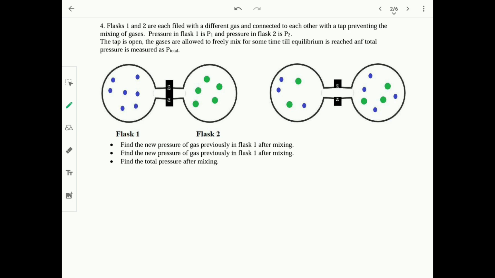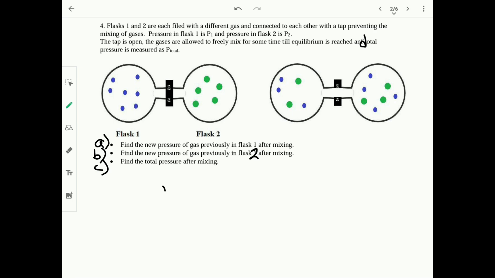Flasks 1 and 2 are each filled with a different gas and connected to each other with a tap, preventing the mixing of gases. Pressure in flask 1 is P1 and pressure in flask 2 is P2. The tap is opened, the gases are allowed to freely mix for some time until equilibrium is reached, and total pressure is measured as P total. Let me just call this A, B, C. Solve parts A to C. And this is flask 2.